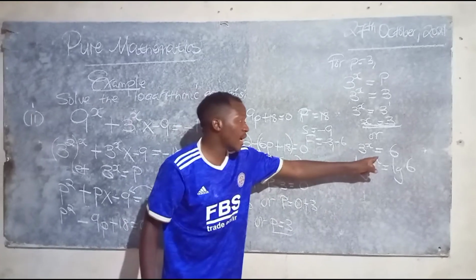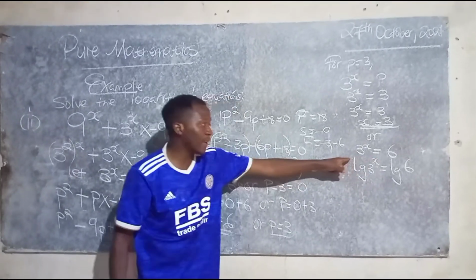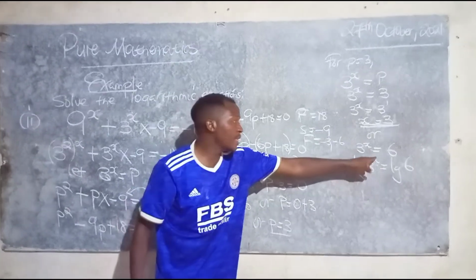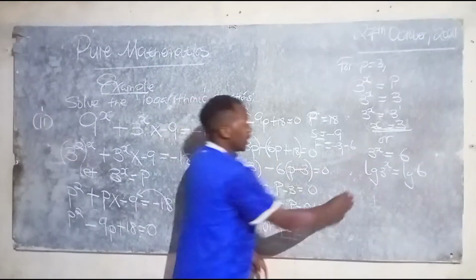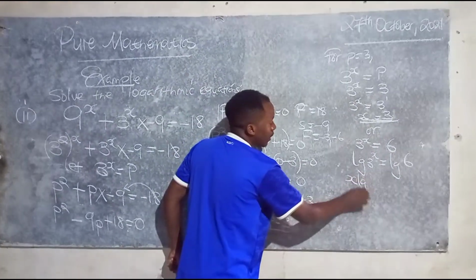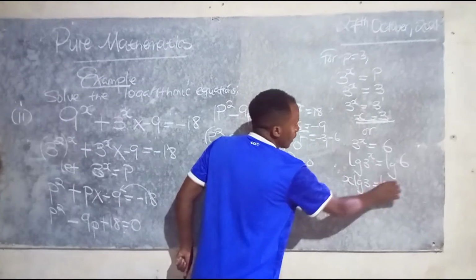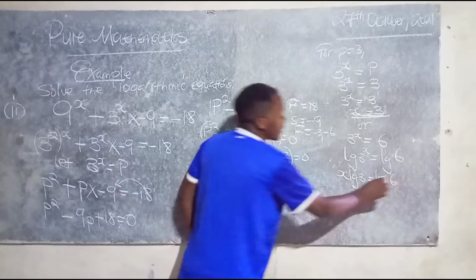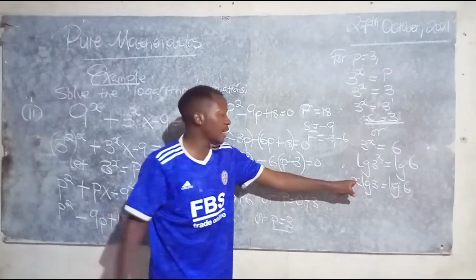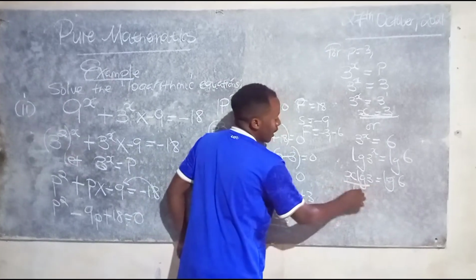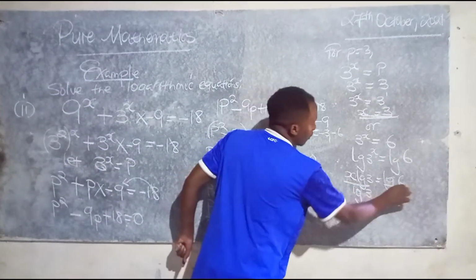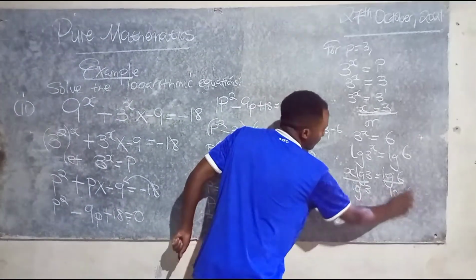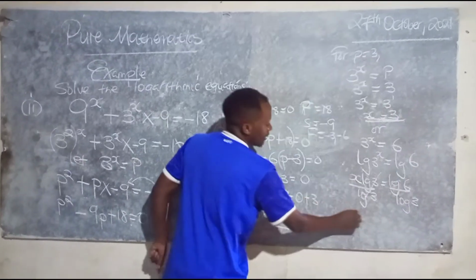Then this power is supposed to fall in front of the log, so the power becomes a coefficient. It's going to become x log 3 equals log 6. Then our interest is to find x, so I'm going to divide by log 3. Then log 3 again here, so that and that cancel.